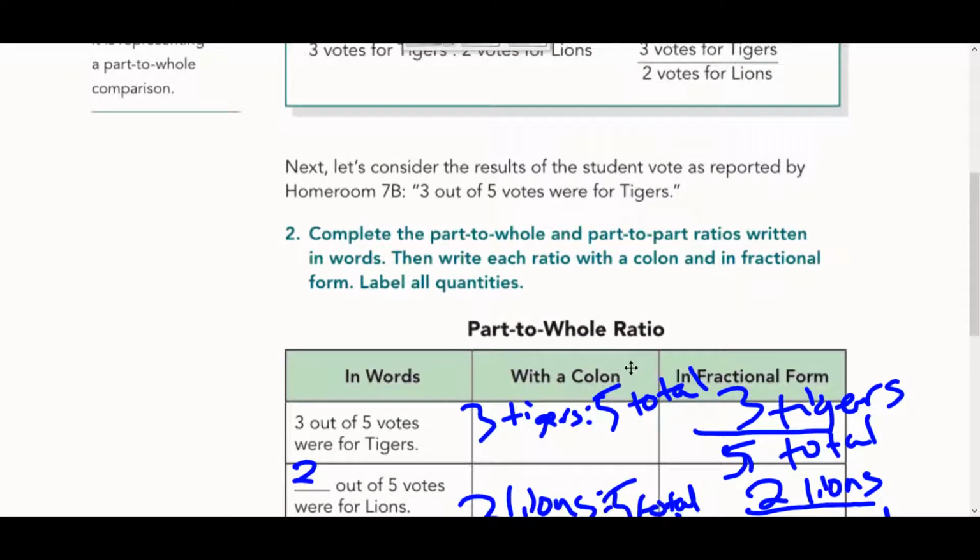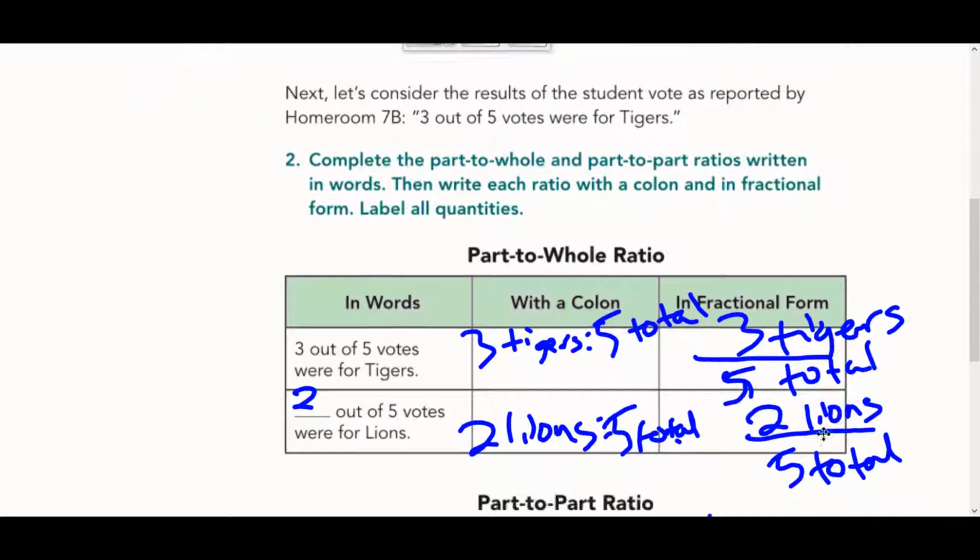So we practiced this. We wrote 3 out of 5 votes were for tigers. So part-to-whole ratio, 3 tigers to 5 total. And then as a fraction, it would be 3 tigers over 5 total. And then, how would it be for lions? Well, it would be 2 lions over 5 total. And then we have 2 lions to 5 total.